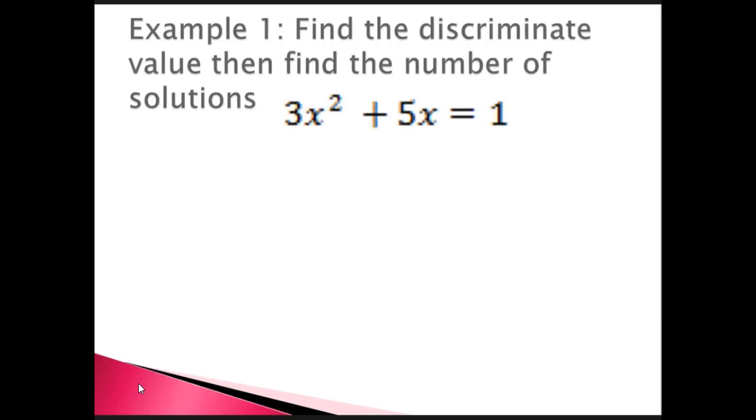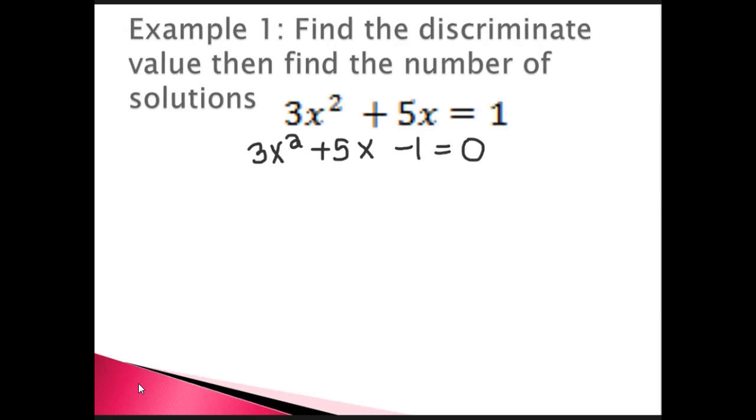So number 2 is now equal to number 1. That is not standard form. So you have to move the 1 to the other side. A is 3, B is 5, C is negative 1.